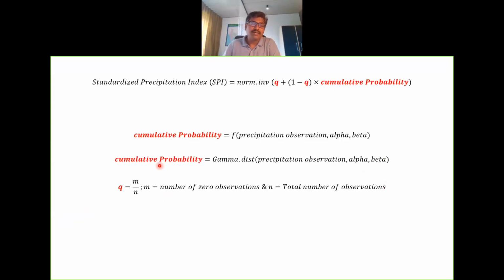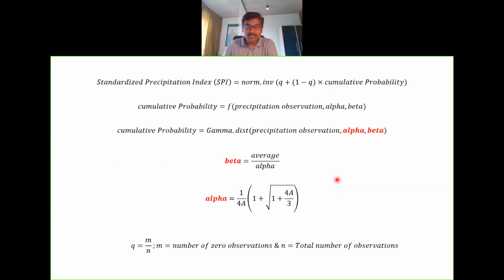Here we will derive the cumulative probability using a gamma distribution function. Why gamma distribution? There has been a lot of research, and the World Meteorological Organization, WMO, has recommended using the gamma distribution for deriving SPI. To calculate the cumulative probability, we need to know alpha and beta. So the unknown parameters in this equation are alpha and beta.